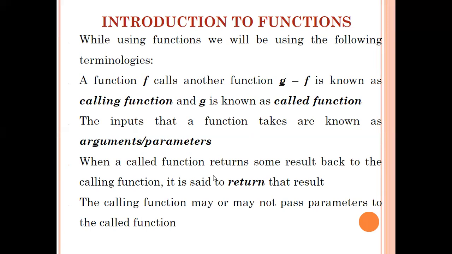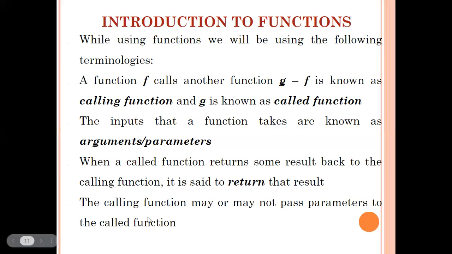When a called function returns some result back to the calling function, it is said to return that result. Okay, that is, in the previous example, main function called function 1, right? And in such case, main function is known as calling function and function 1 is known as called function. So after executing the function 1, it returns some value to the calling function, that is to main function. Okay, and that is known as return.